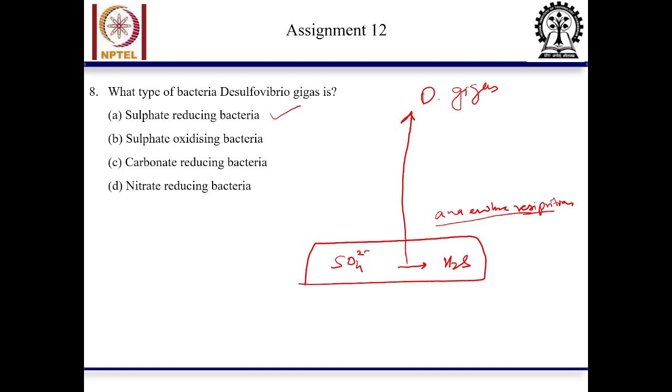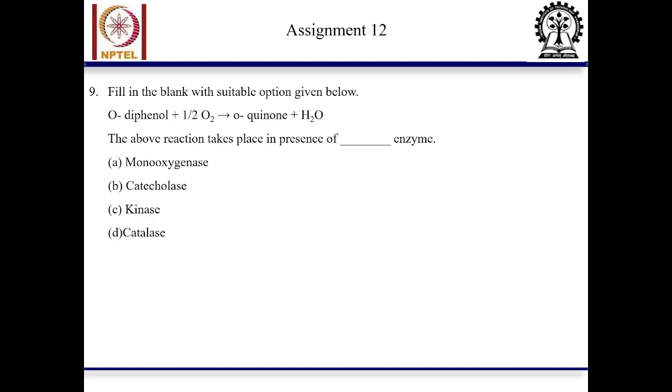Okay, this is again like all the biology questions. So the mechanism is complex, so I'm not going into the detail of how it is reducing sulfate to H2S. Now question number 9, which is fill in the blank with the suitable option given below. So this is called orthodiphenol. Diphenol plus half O2 gives orthoquinone plus water. The above reaction takes place in presence of which enzyme?